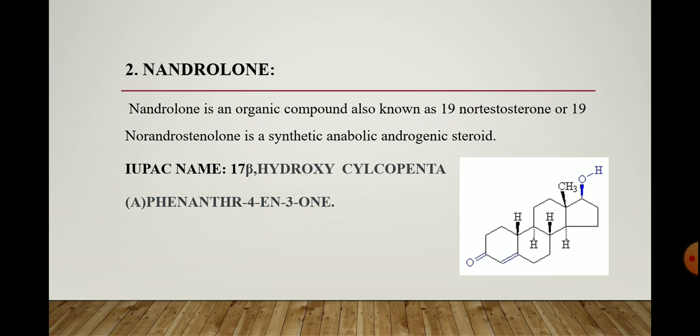Next drug is nandrolone. Okay, nandrolone is an organic compound also known as 19-nortestosterone or 19-norandrotestosterone. It is a synthetic anabolic androgenic steroid. Okay, so this is its structure.